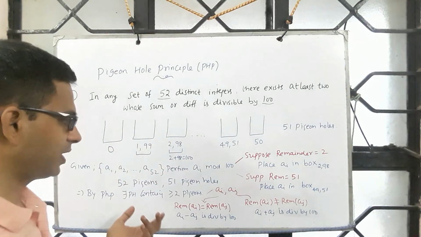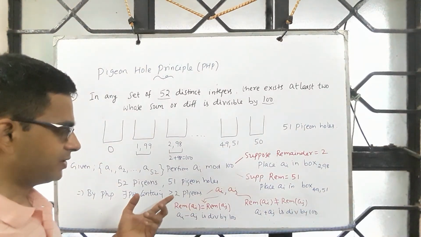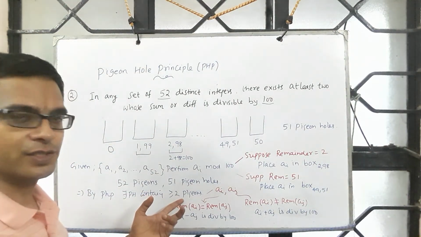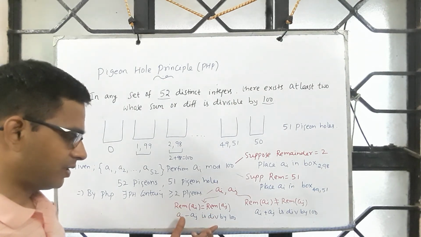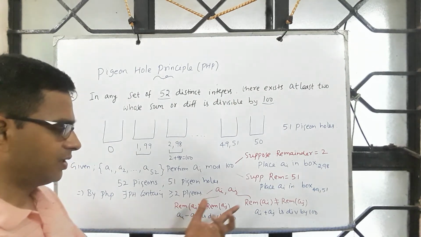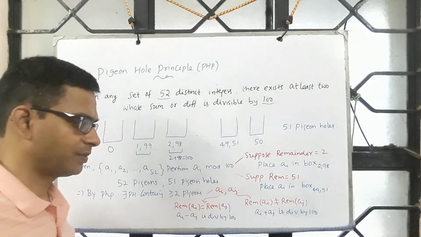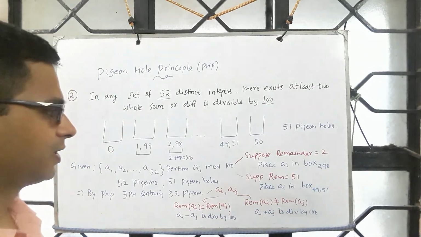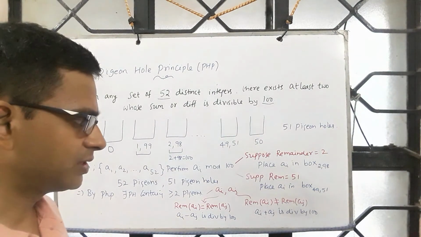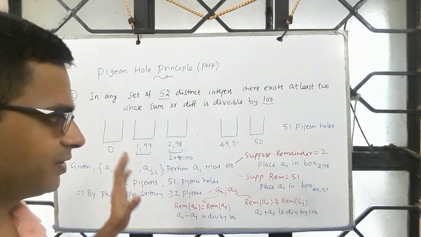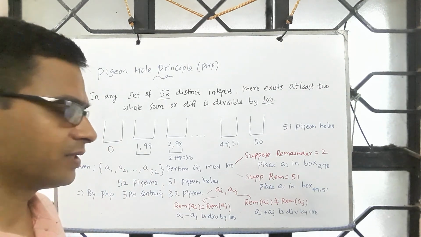Then for each of them perform AI mod 100 and place them into the appropriate pigeonhole. Then you see that by pigeonhole principle there exists a pigeonhole containing at least two pigeons. The remainder could be same, then difference is divisible by 100, and remainders may be different, then their sum is divisible by 100. So on a similar line, we shall see some more examples. So quite a powerful technique. The way it is applied, you actually see the real power of it.